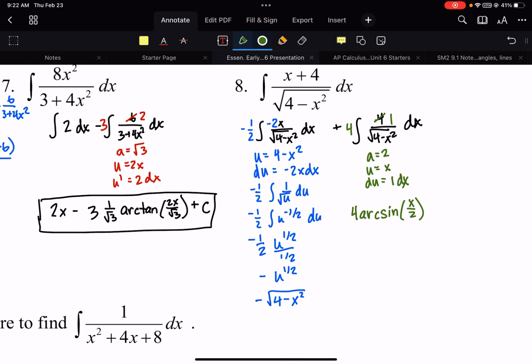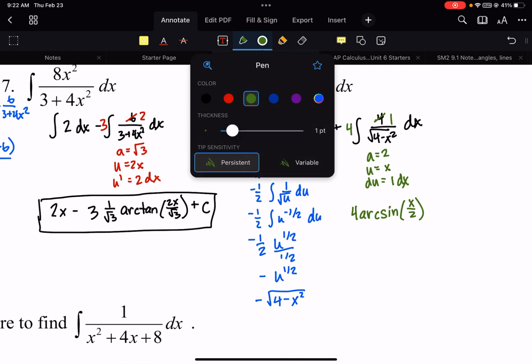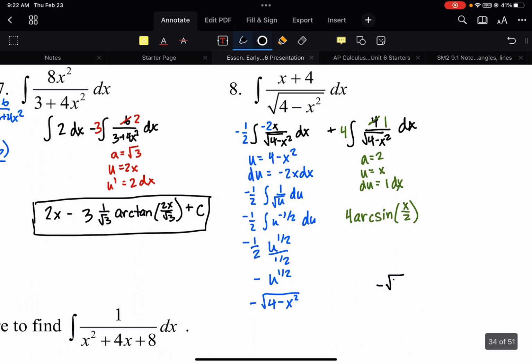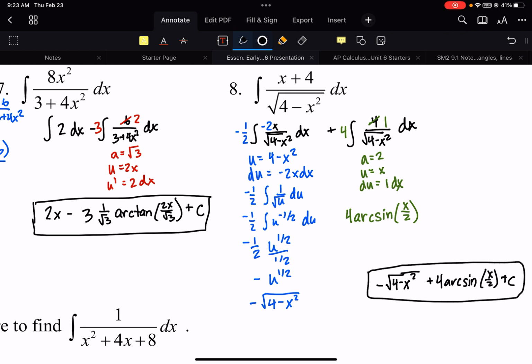So we've integrated both of these separately. Now we need to put them together as a final answer. So my final answer would be negative square root of 4 minus x squared plus 4 arcsine of x over 2 plus c. That one's also a fairly typical problem because if you can remember to split up that integral at the beginning, like we did, then one problem can test your knowledge of u subs and your knowledge of arcsines at the same time.